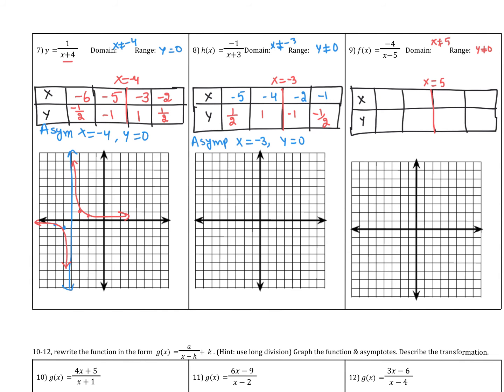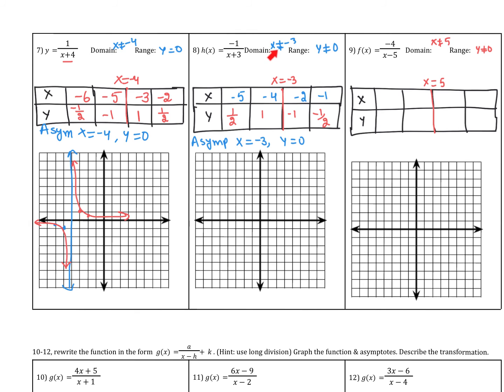Number 8, you're not going to have x equals negative 3 on the bottom, so that's where you're not going to take negative 3. You can take two values before that and two values after that. When you plug in negative 5, you got 1 over 2, negative 4 here, that would be negative 1 over 1, so positive 1, negative 2, you got negative 1 over positive 1, which is negative 1. And when you plug negative 1, you got negative 1 over 2 actually. Range, y should not be equal to 0.